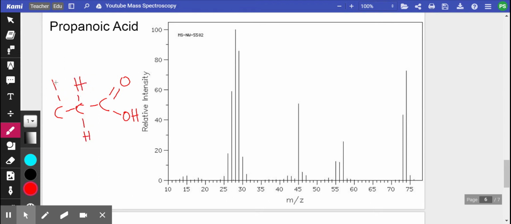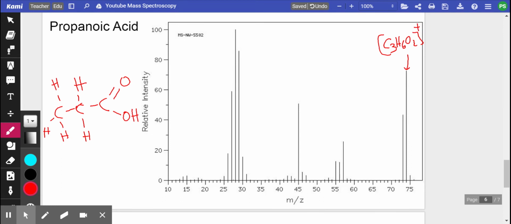Now let's see how this differs from our previous mass spectrum of propanone, the ketone. If you want to see that, watch part 2. Now, the mass of propanoic acid is 74, and hence we see a big peak at 74. This is due to the molecule with a +1 charge, so C3H6O2, brackets, +1.